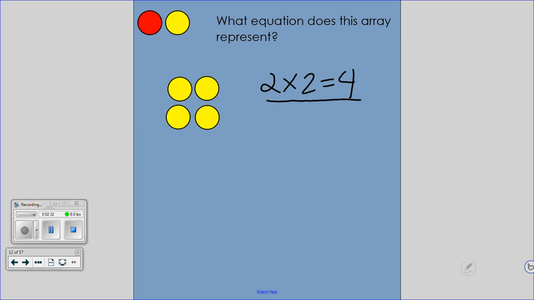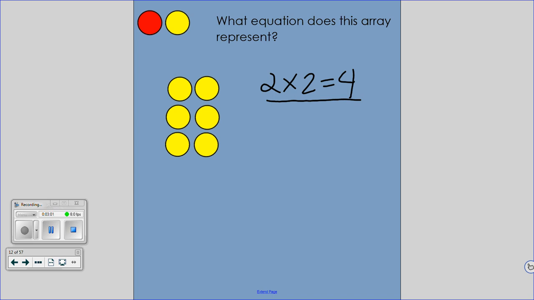Alright, with your array, I want you to change it into a 2 by 3. 2 columns by 3 rows. So now your array on your desk should look like this. I have 2 columns and 3 rows.